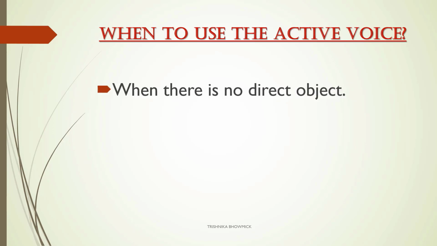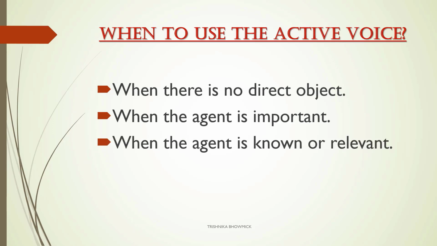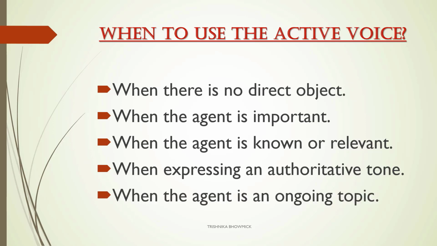When there is no direct object, we can write the sentence in active voice. When the agent is important, when the agent is known or relevant, when expressing an authoritative tone, or when the agent is an ongoing topic. Okay.